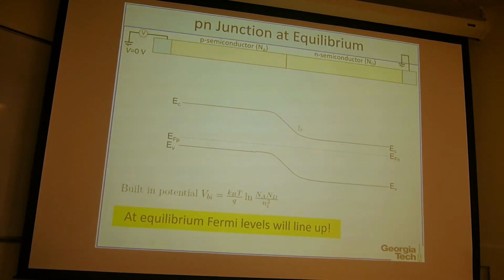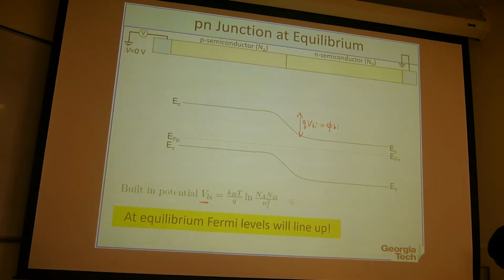So here you see a barrier. We call this a built-in potential barrier, VBI, or sometimes V_bi. Q times this voltage is the barrier height for the energy. This barrier height is given by this equation.